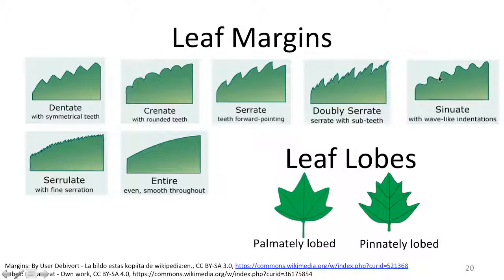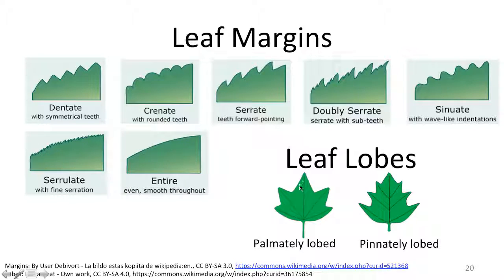Another possibility is that the edge looks very wave-like. If you remember from geometry what a sine wave looks like on a graph, it looks something like this, and so this is called sinuate. We can also have very small teeth. This is similar to serrate, it's just that these are much smaller, sometimes even hard to see if you don't look with a magnifier, and this is called serrulate. We already talked about entire.